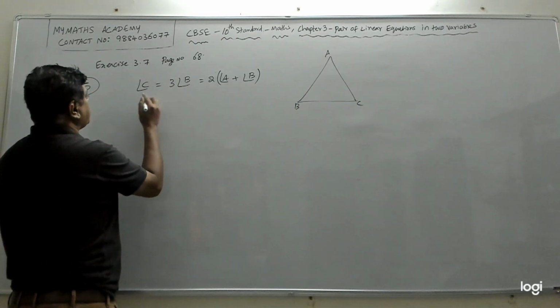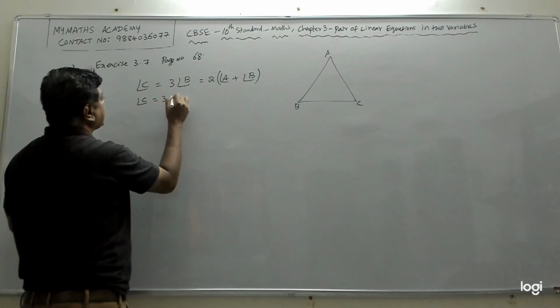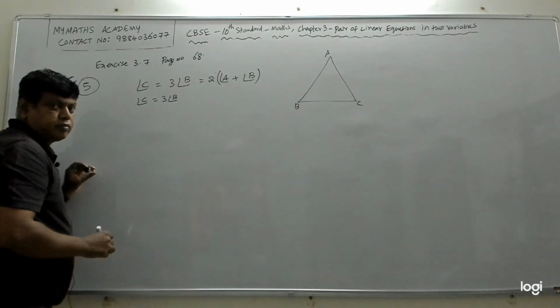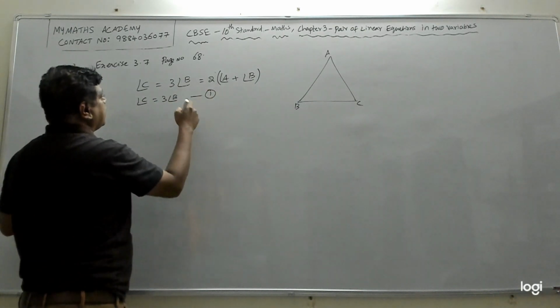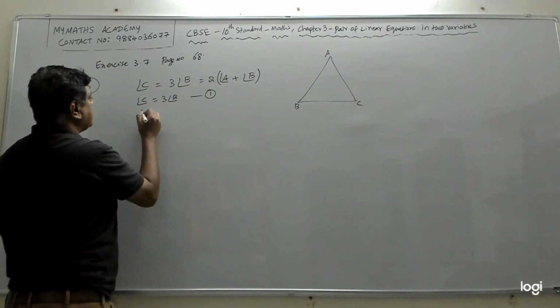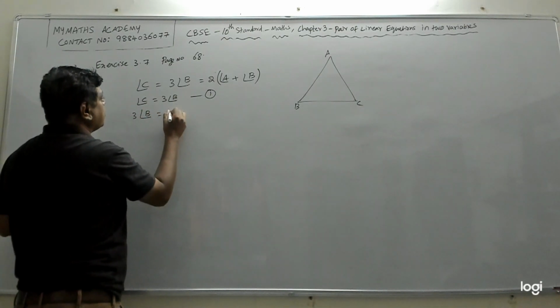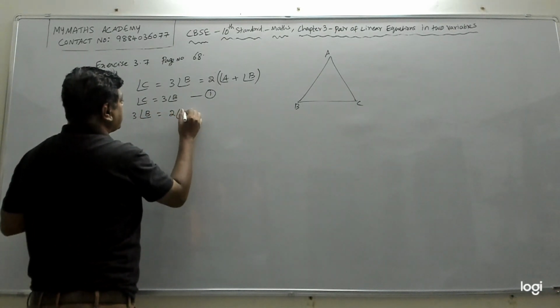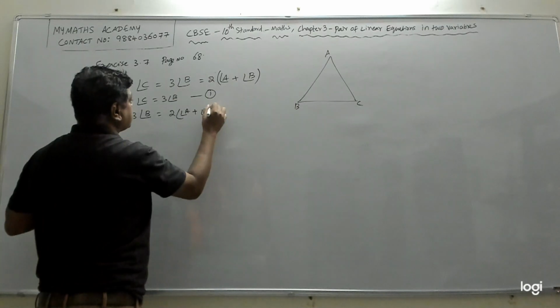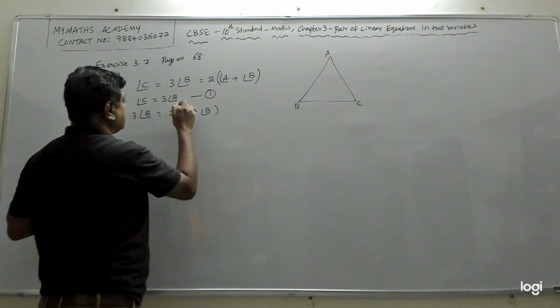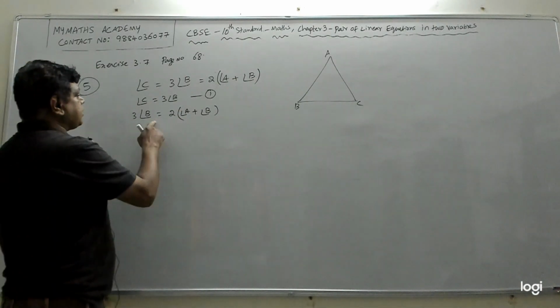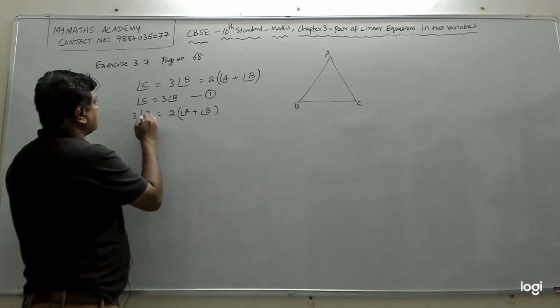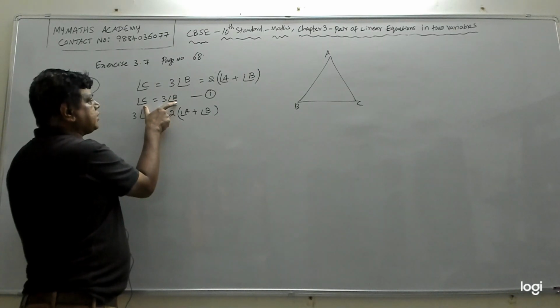If I take these two, angle C equal to 3 times angle B, we'll take this as the first equation. Now let's take these two: 3 angle B equal to 2 times angle A plus angle B. Let's try to simplify this equation.